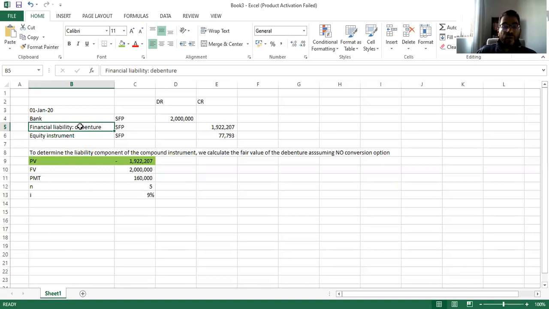Okay, so we will deal with that, and then what you will say is that the equity instruments do not change. Nothing happens to equity instruments. We'll only deal with it once after 5 years, once the actual transaction takes place.